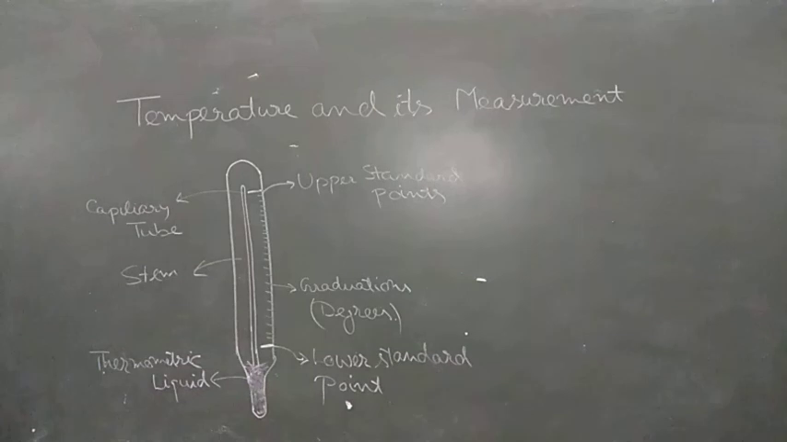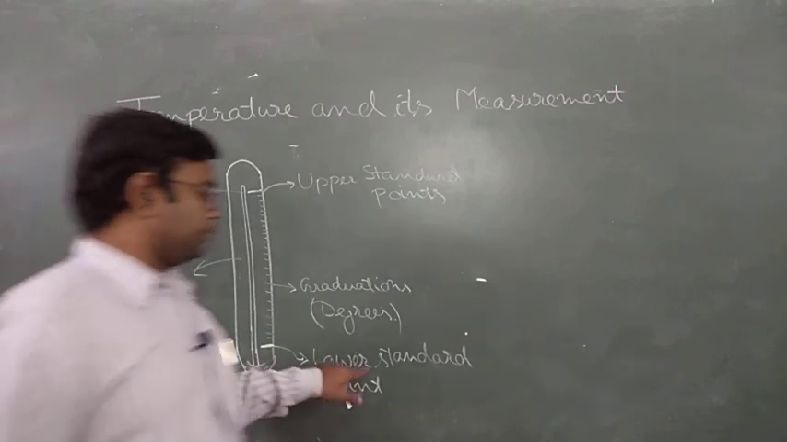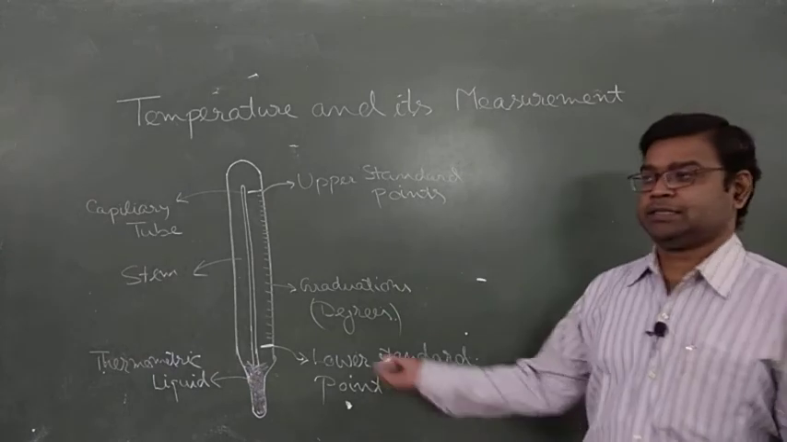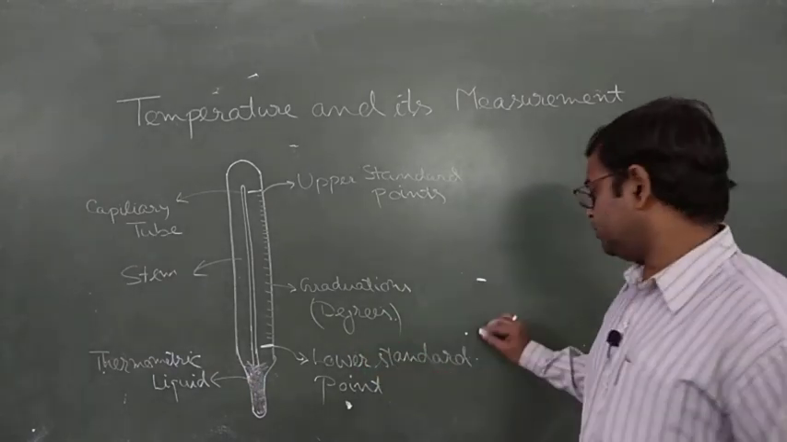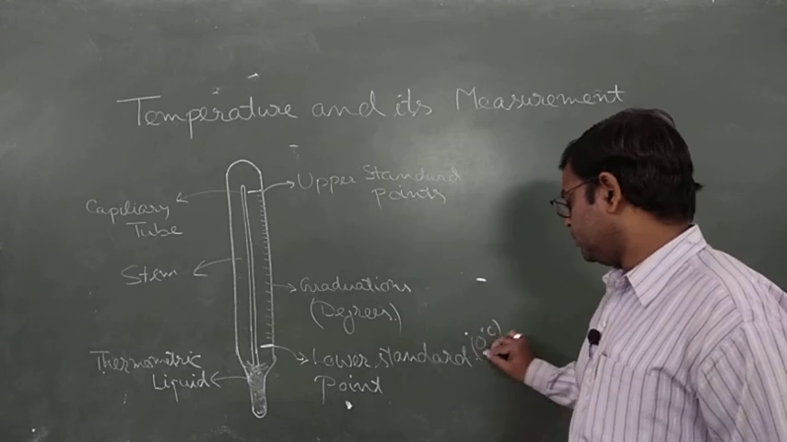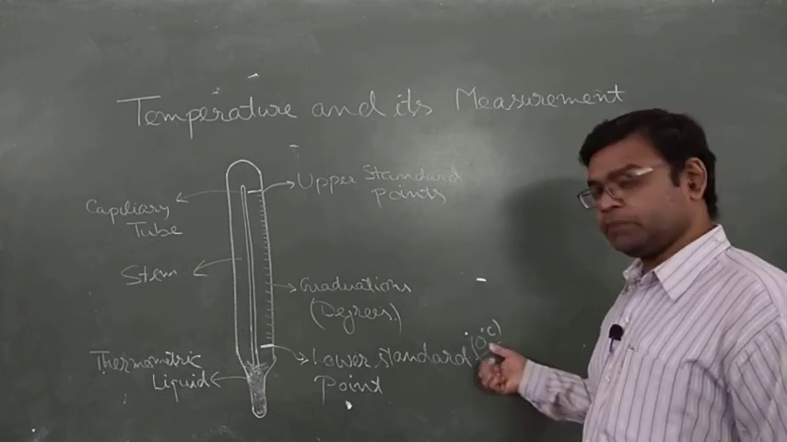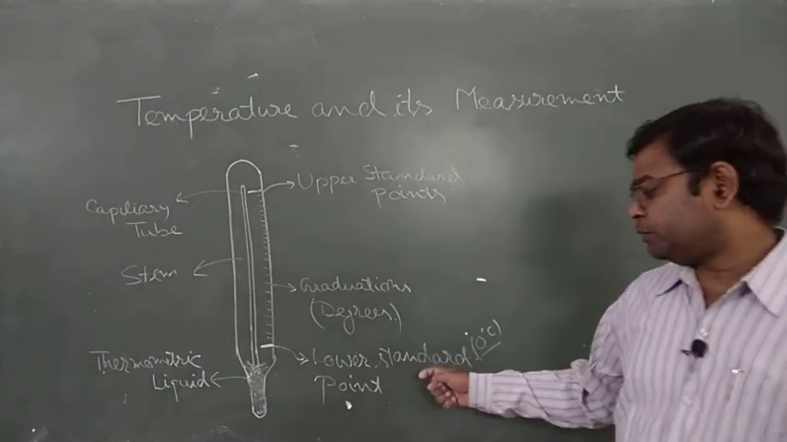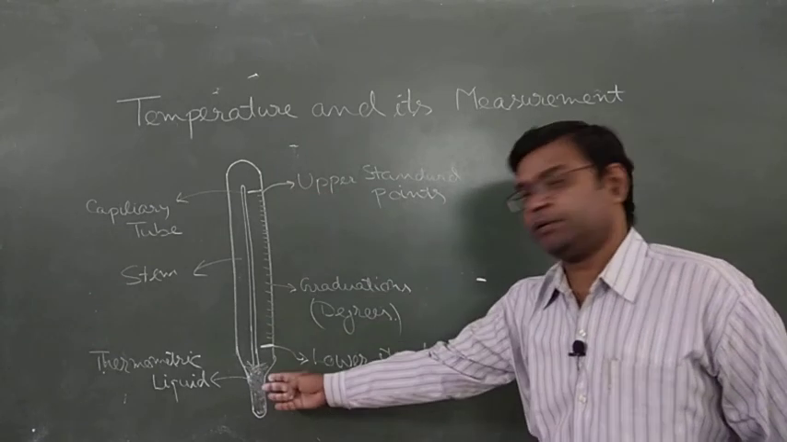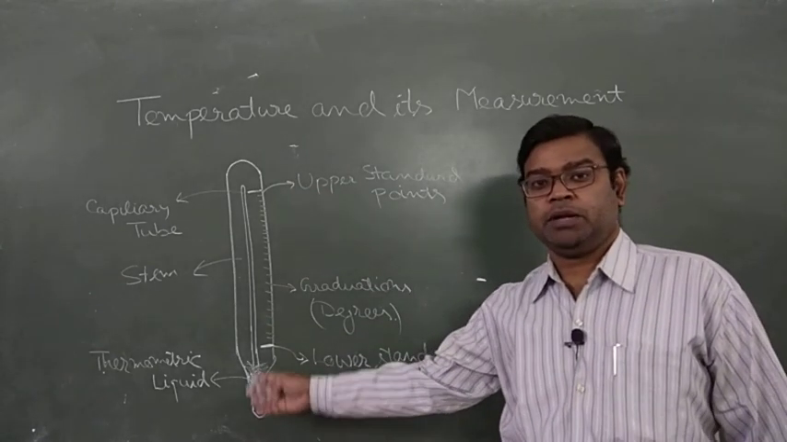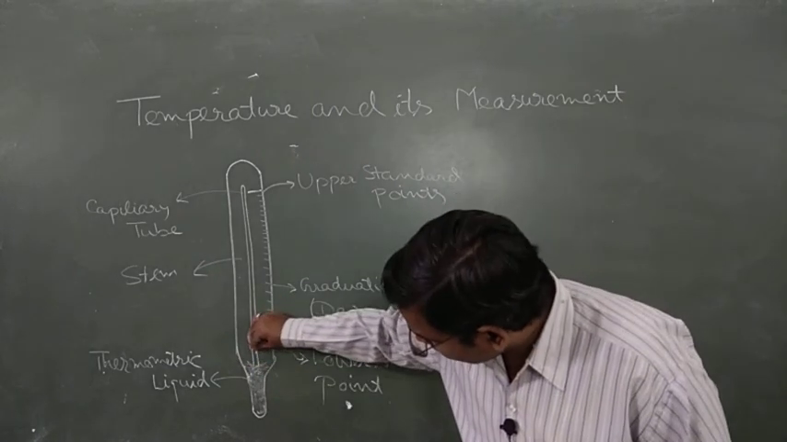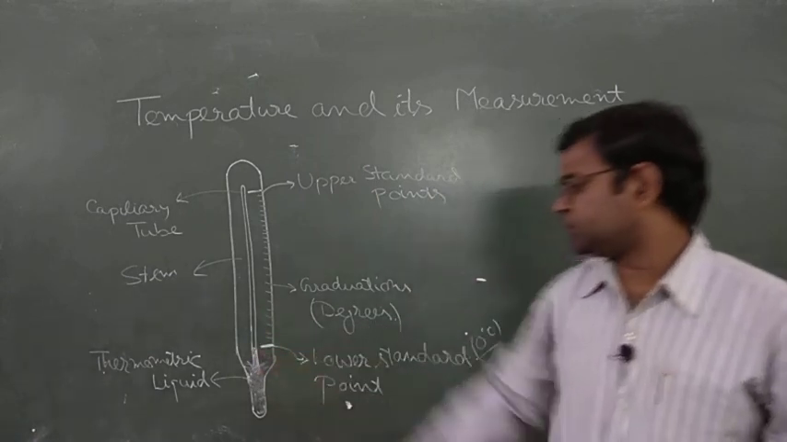Lower standard point, or lower fixed point. This lower standard point is the temperature of melting ice, meaning 0 degrees centigrade, but we are not going to give the measurement of the temperature in any unit. This point is obtained when we dip this thermometer in melting ice and record the level of mercury in the capillary tube. If it reaches up to this place, this is your lower standard point.